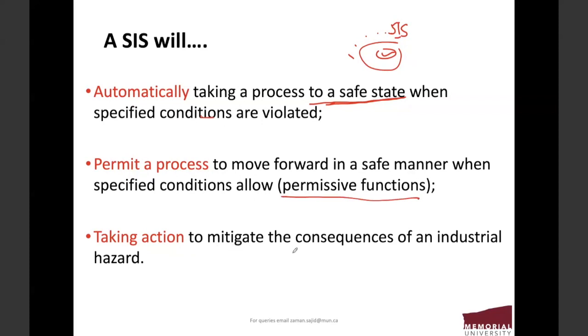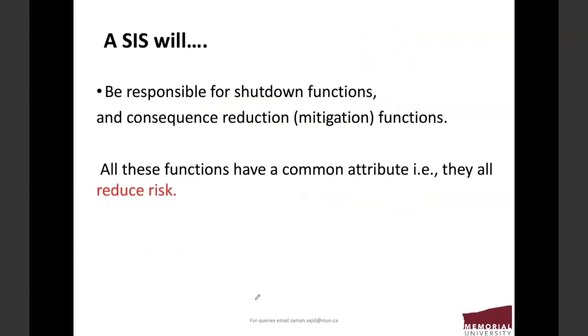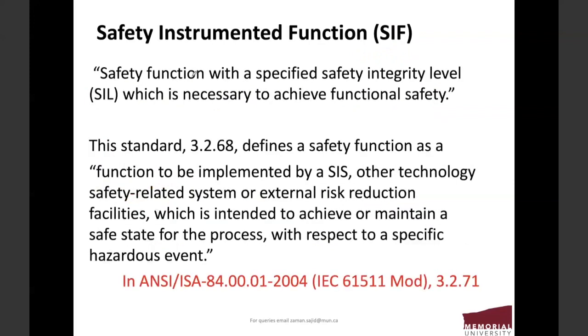It also takes action to mitigate the consequences of an industrial hazard, and is responsible for the shutdown functions and consequence reduction functions. All these functions have a common attribute: they all reduce risk. So the main aim of a SIS is to reduce our risk. Now, a safety function has a specified safety integrity level, which is necessary to achieve functional safety.